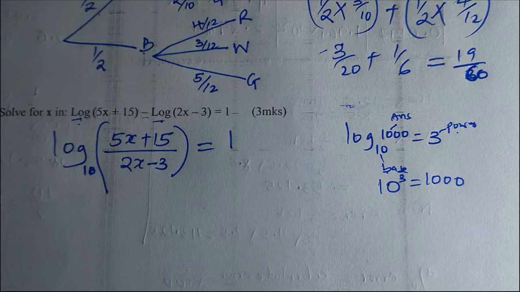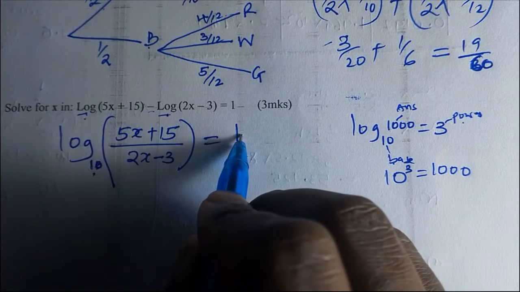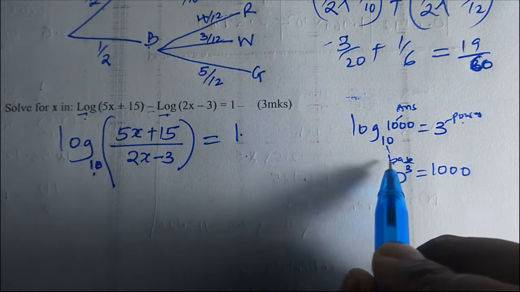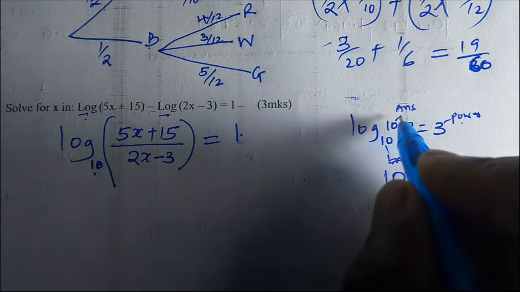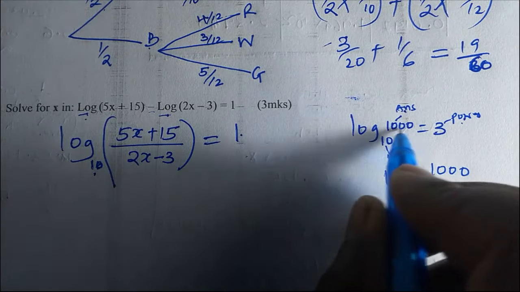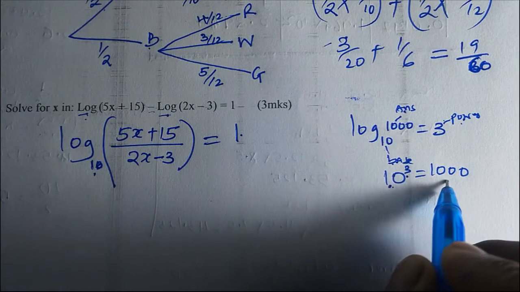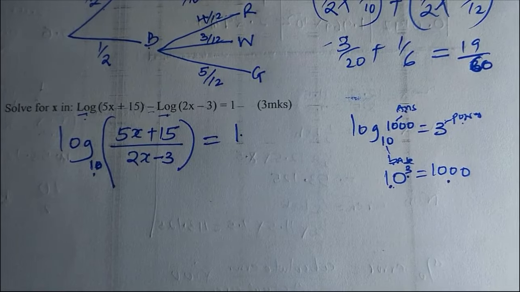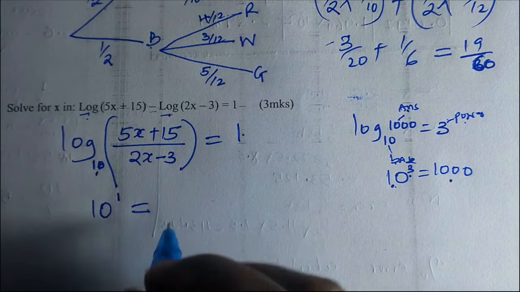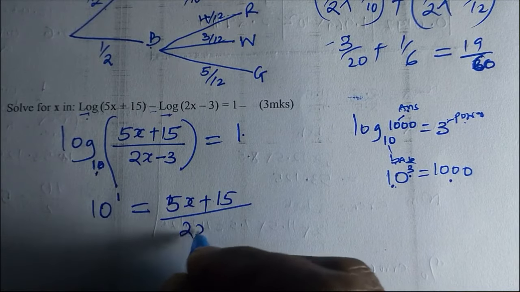Now, this is the base, this is the answer, and this is the power. What I was doing here, I was not just joking, I was doing a serious thing. 10 is the base, 1000 is the answer, 3 is the power. So I have shown you how realistic this is. Therefore now, the base is 10, the power is 1, and the answer is 5x plus 15 divided by 2x minus 3.